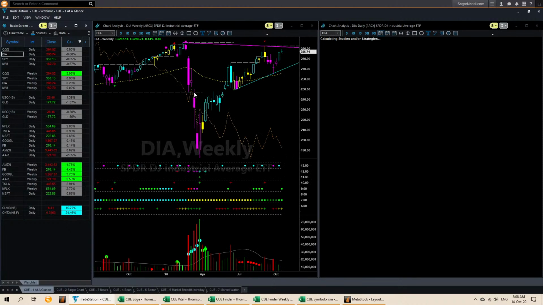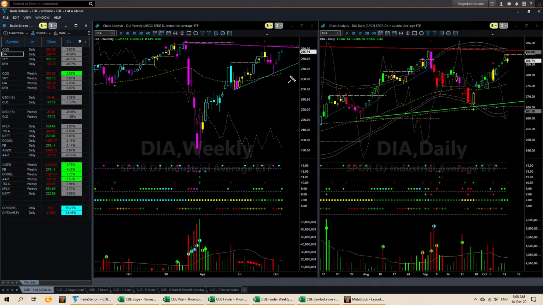Dia, bullish, however, it has trendline resistance in weekly and daily. Therefore, if I had to choose a market ETF for buying, I would not choose Dia right now. I would rather choose QQQ, which is the strongest.